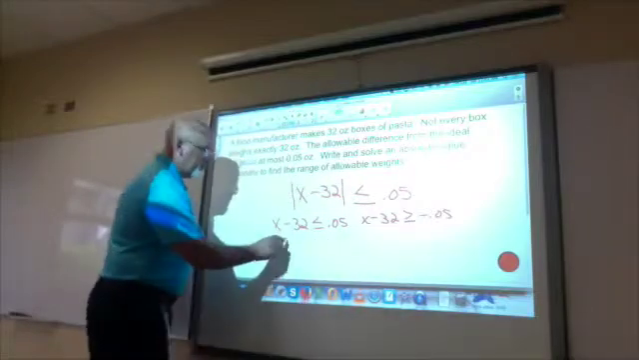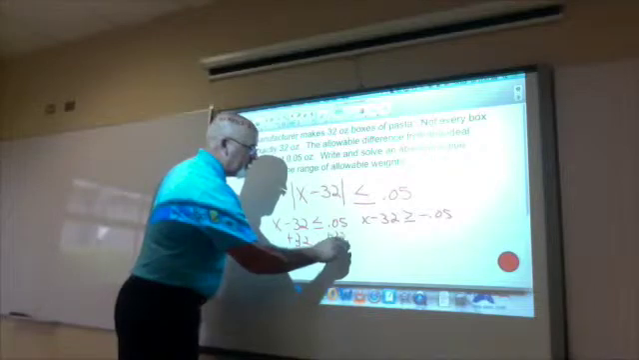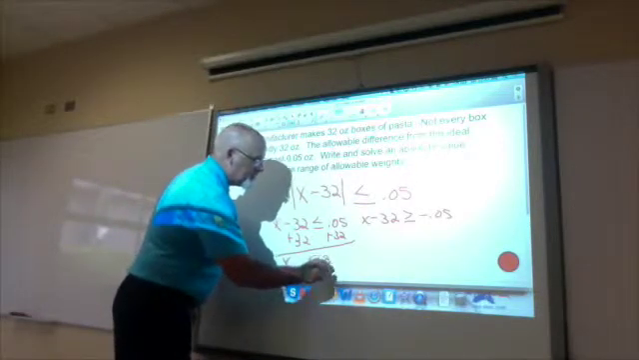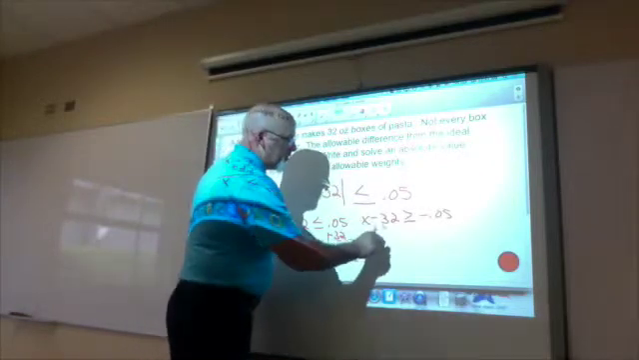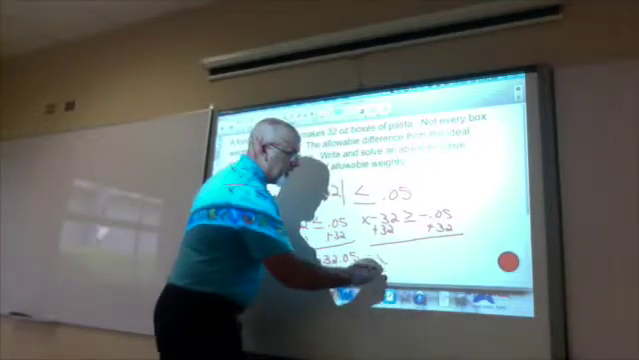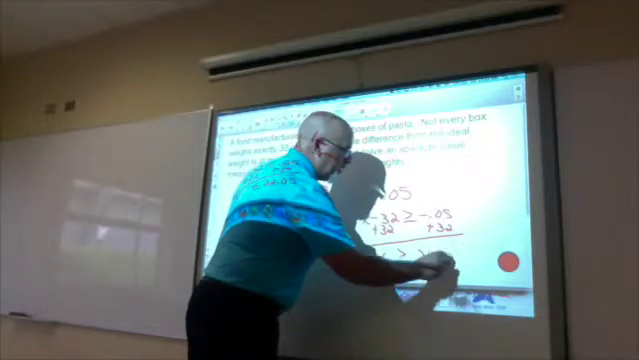And so now we solve. Plus 32, and that gives us x is less than or equal to 32.05. Then plus 32 and plus 32, and that gives us x is greater than or equal to 31.95.